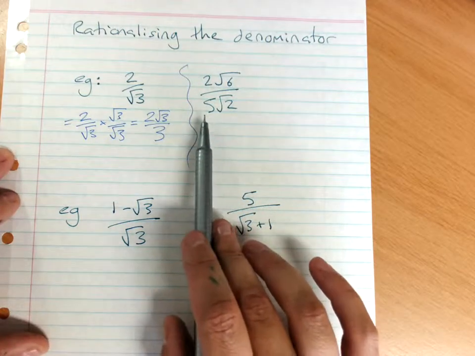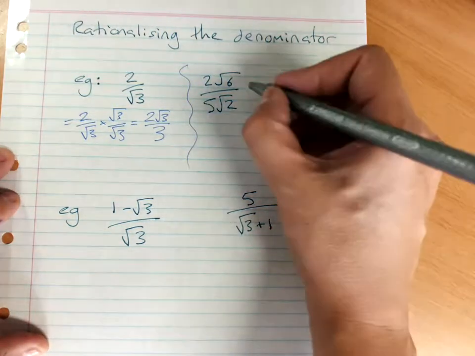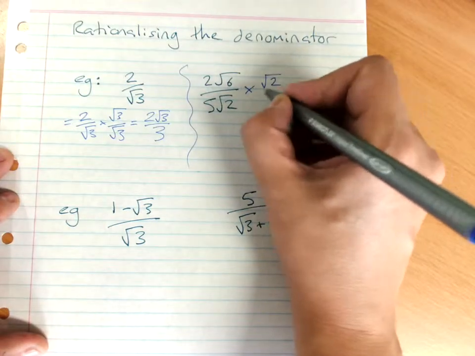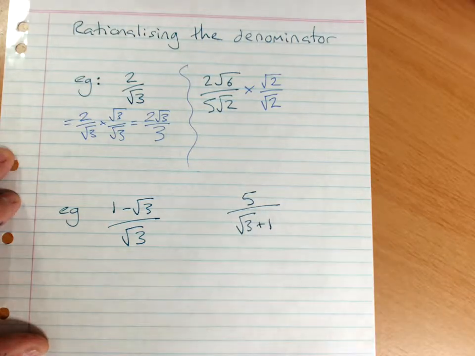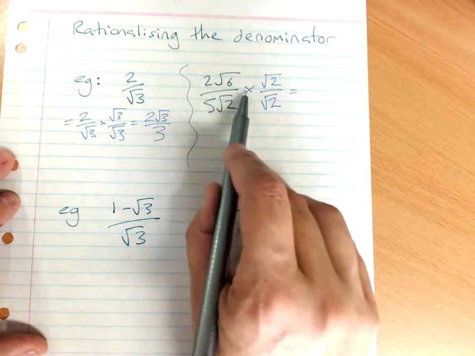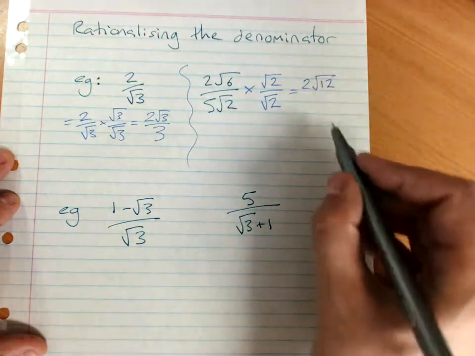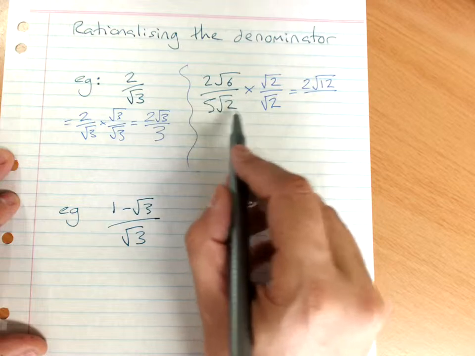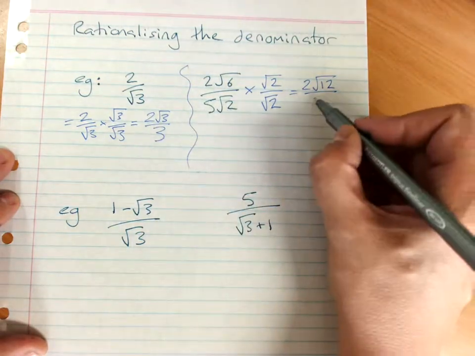The second example, it doesn't actually matter if I've got a coefficient of my surd down here. I'm still going to just multiply that by root 2 on root 2, whatever the surd part of my denominator is. That's 2 times root 6 times root 2. So that's 2 times root 12 over 5 times root 2 times root 2. So root 2 times root 2 is 2, times 5 is 10.